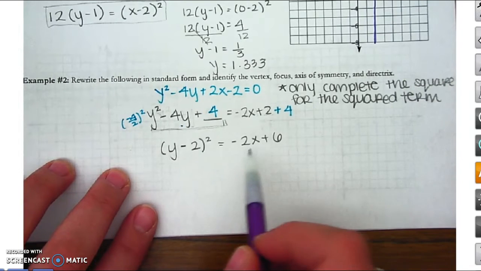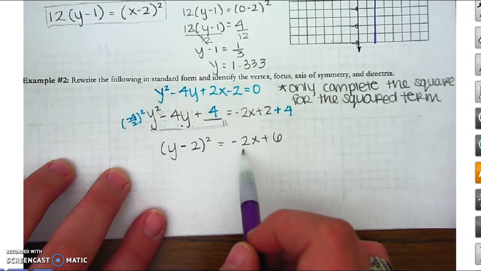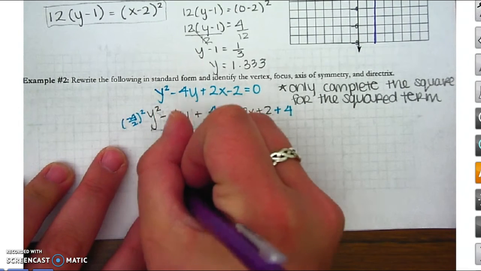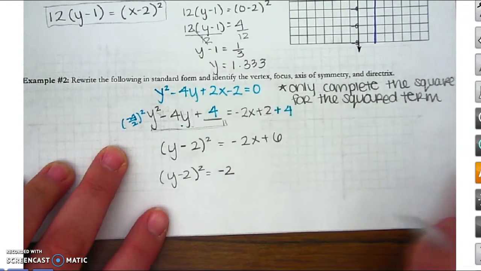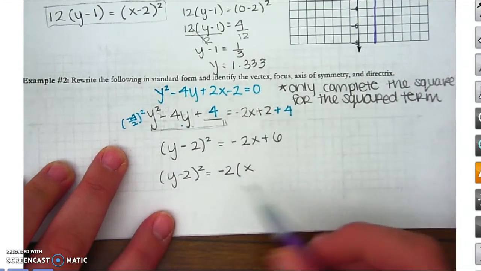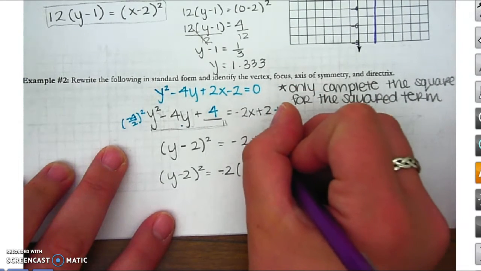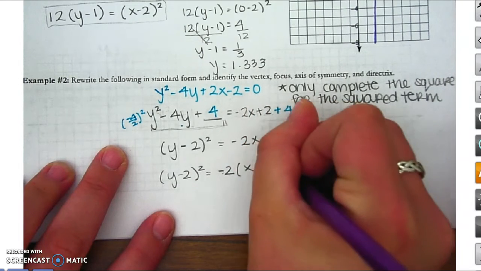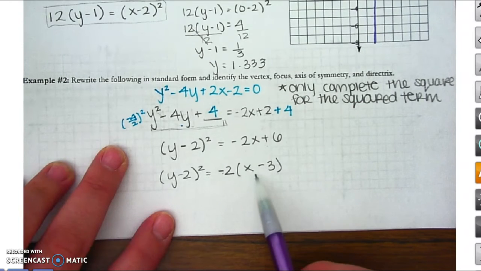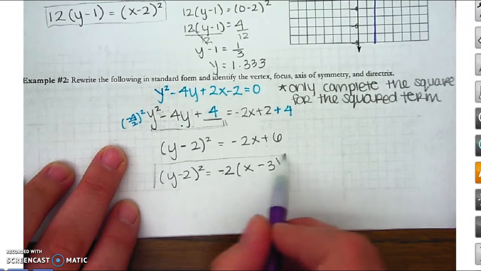And then just to get it to look a little bit more like our form, I'm going to transform this side and factor out a negative 2. So y minus 2 squared equals negative 2. That leaves me with x. And then remember, when you take out a negative from here, that is also going to change this sign. So it's going to be minus 3 instead of plus 3. So be careful of that one right there. Remember, if you were to distribute, it should look exactly the same. So this right here is my equation.